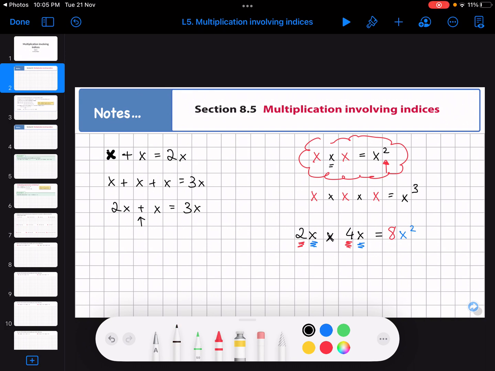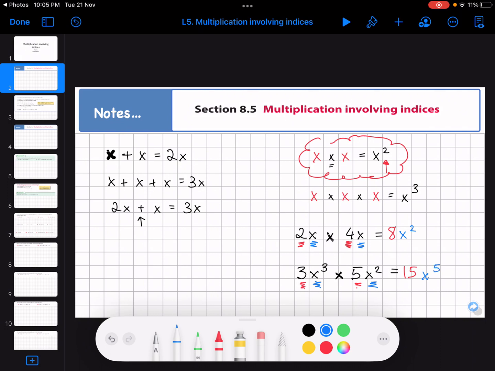The next example we could have is, for example, 3x cubed multiplied by 5x squared. And what will that give you? Well, here we multiply the 3 and the 5, that will give us 15. However, we should add the indices of the x squared and the x cubed, so it should be x to the power of 5.